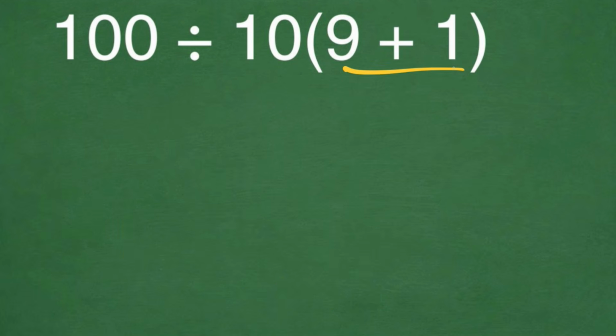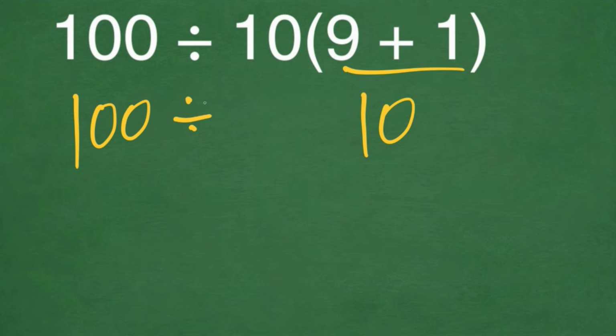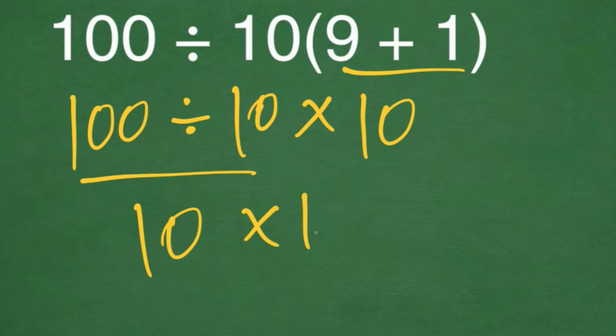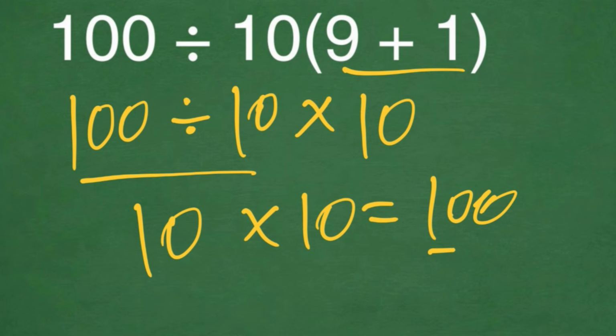So 9 plus 1 gives us 10, and the problem becomes 100 divided by 10 times 10, right? Here we have 100 divided by 10, which is 10, and 10 times 10 is equal to 100. So the final answer to this question is 100.